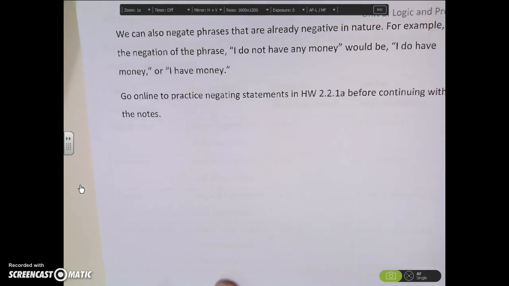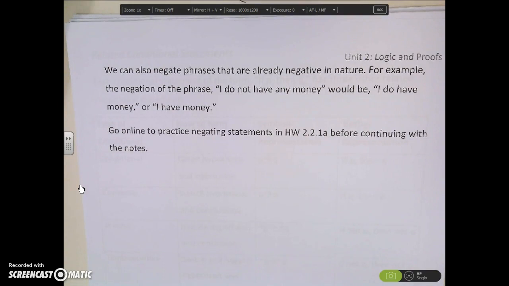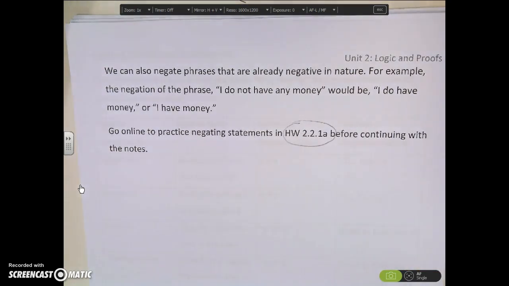We can also negate phrases that are already negative in nature. For example, if I have the phrase, I do not have any money, the negation of that would be, I do have money, or I have money. The idea is to simply change the truth value. Now, before moving on, I want you to go online to homework 2.2.1a and complete that before starting the next section.